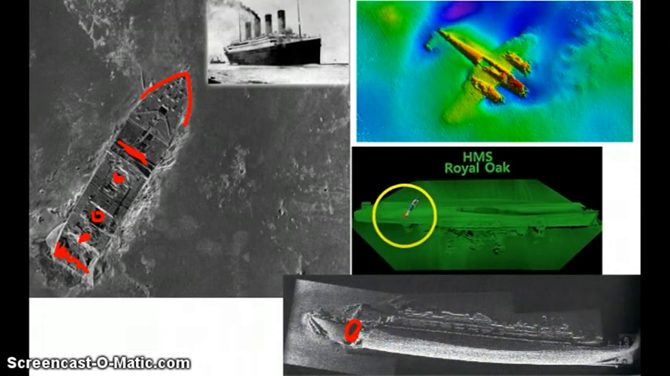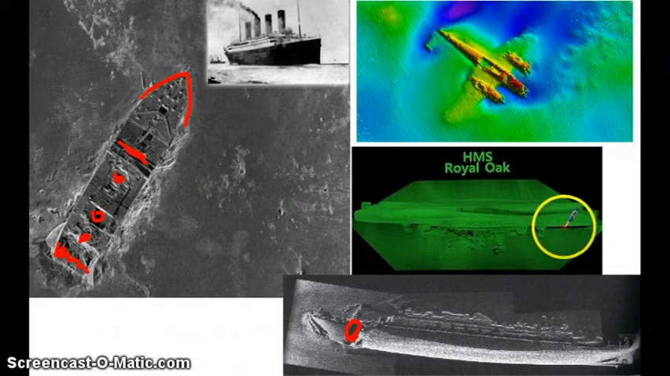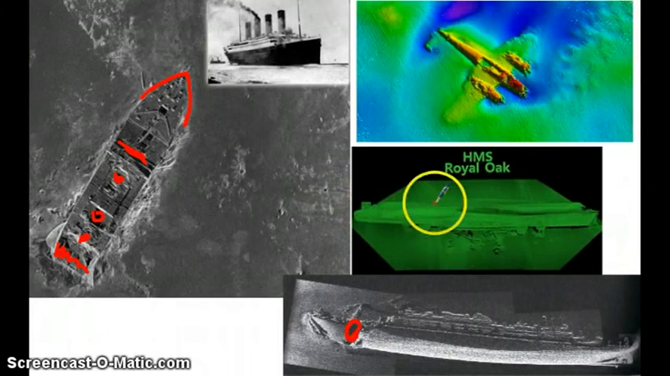This ship here, the HMS Royal Oak, is a battleship from the Second World War. It has the dubious honour of being the very first battleship which was sunk during the Second World War, and this is a scanning image which they've got of it. And up here, this is actually a German bomber which was sunk in the English Channel during the Battle of Britain, and it was discovered again through side scanning radar.